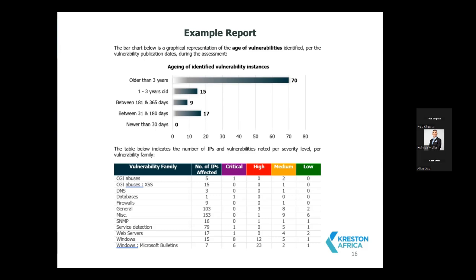We also divide all of our vulnerabilities in our reporting according to the vulnerability family that they belong to. So we'll see there that there's CGI abuses, domain name servers, databases, firewalls, general, miscellaneous, SNMP, service detection, web servers, Windows, and then your Windows Microsoft bulletins. And we just identify the number of IPs that were affected by those vulnerability families, and then the number of critical, high, medium, and low. Next slide.